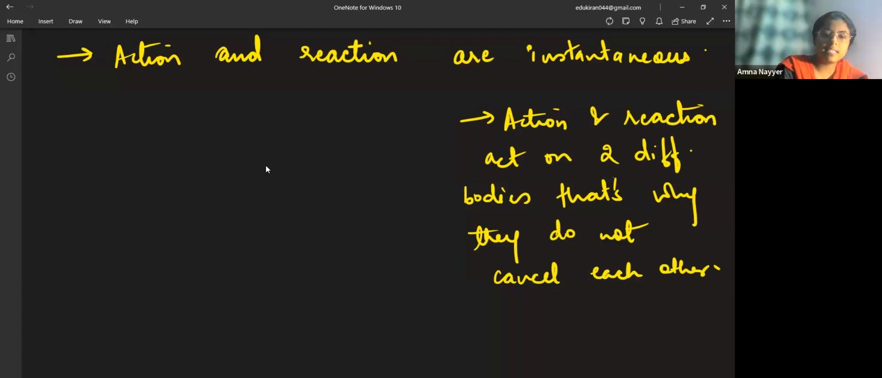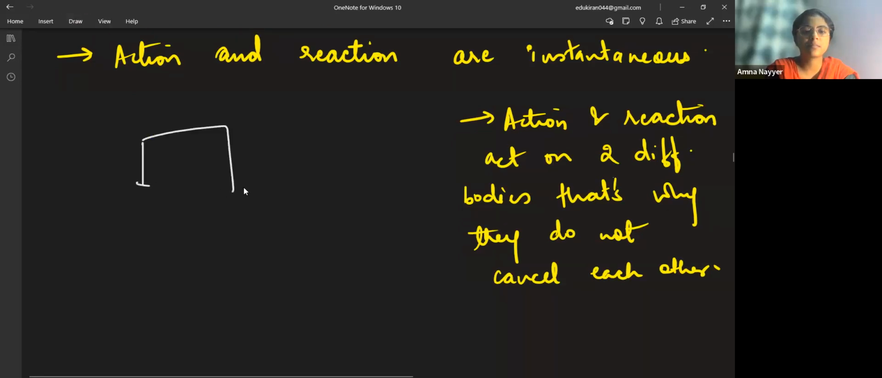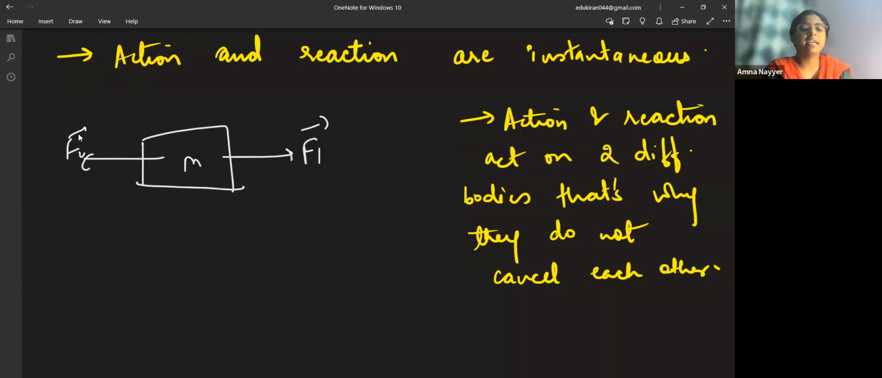And why do they not cancel each other? If they are equal in magnitude, then action and reaction should cancel each other. The difference is this: suppose I have one body of mass M. One force is being applied here, one force is being applied here. If the body is not moving, I will say whatever forces are acting on the right-hand side are balancing the forces acting on the left-hand side. So F1's magnitude will be equal to F2's magnitude. Both forces will cancel each other and the body will stay in a neutral position.